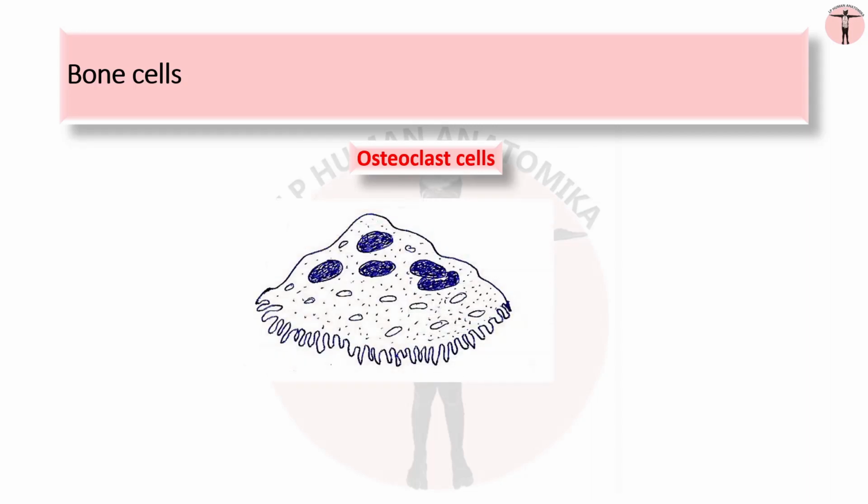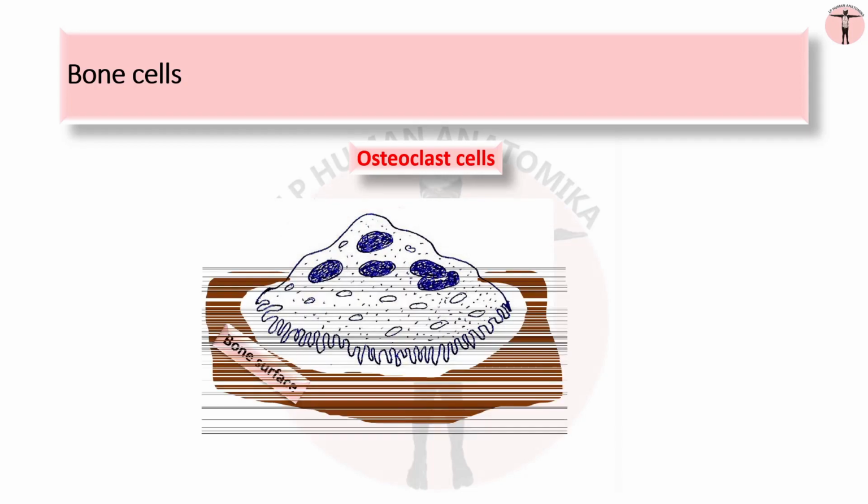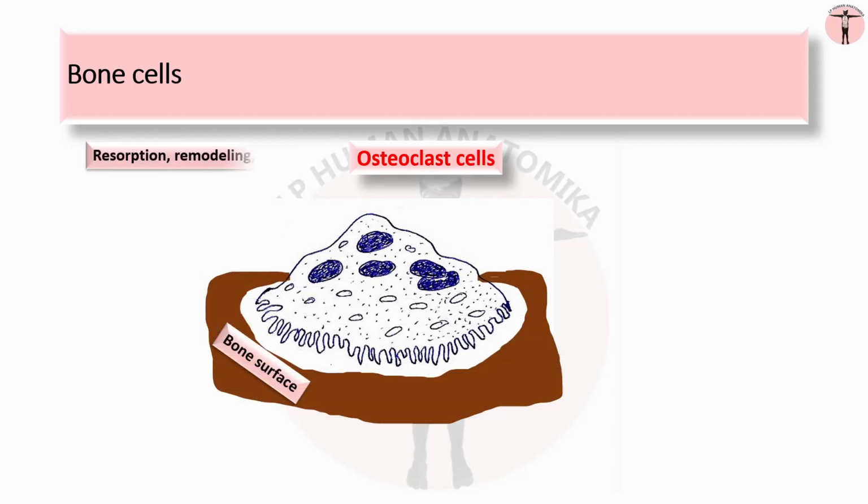Osteoclasts are large cells that are found along the bone surfaces where resorption, remodeling and repair of bone take place. Because of this, the cells are called bone removing cells. Bone removal is essential for maintaining the proper shape of the growing bone.